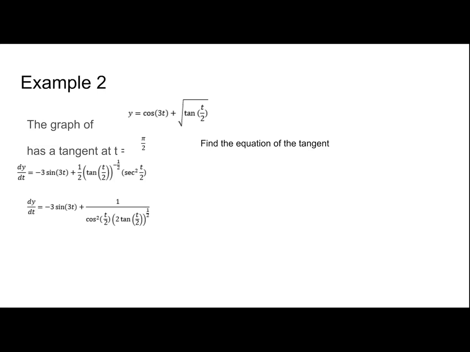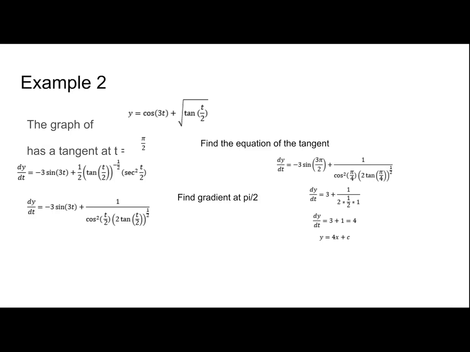Alright, so what we actually have here is negative 3 sine of 3t plus 1 over cos squared t over 2 times 2 times tan t over 2 to the power of 1/2. If we substitute pi over 2 to find the gradient, we'll get negative 3 sine of 3 pi over 2 plus 1 over cos squared pi over 4 times 2 times tan pi over 4 to the power of 1/2.